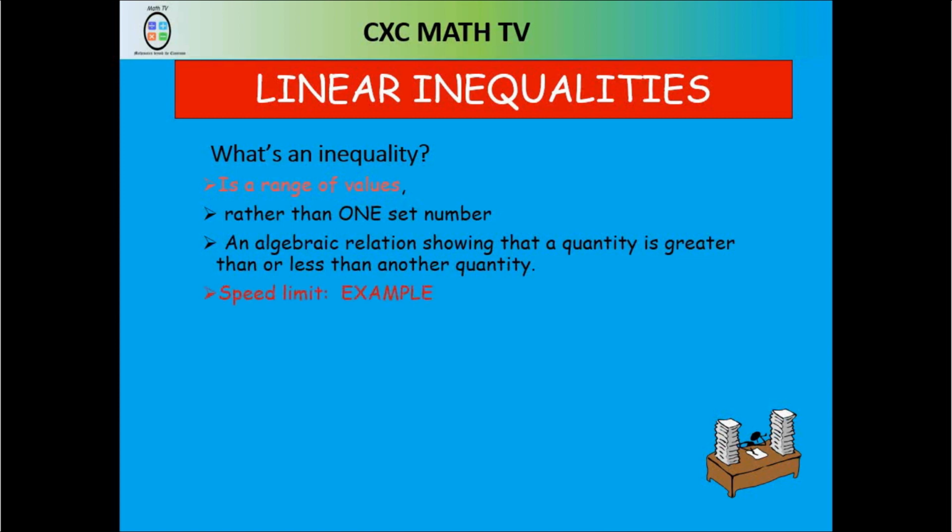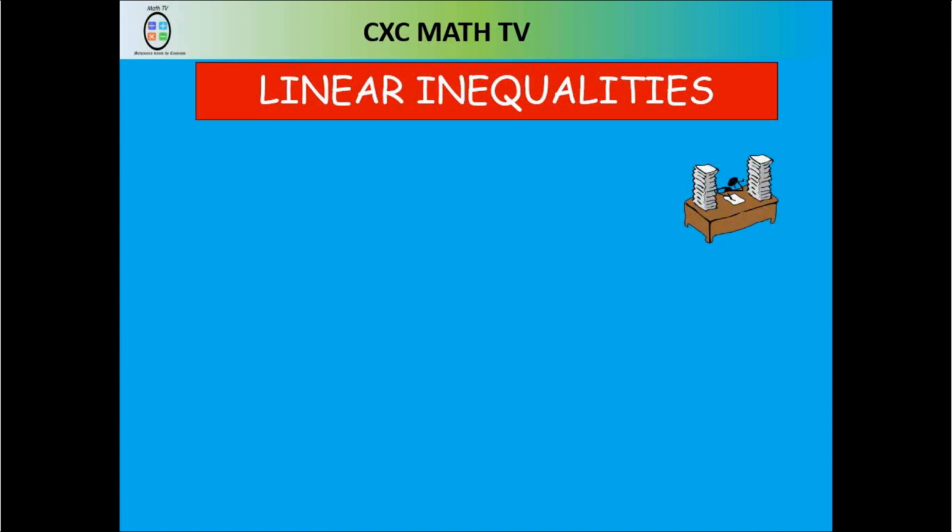All right, so for example, a speed limit. Maybe you're driving somewhere on the highway and they tell you that you should be driving somewhere between 55 and 75 miles per hour. They say you shouldn't be going faster than 75, but you shouldn't be going slower than 55. This is an example of an inequality. So any number between 55 and 75 is good.